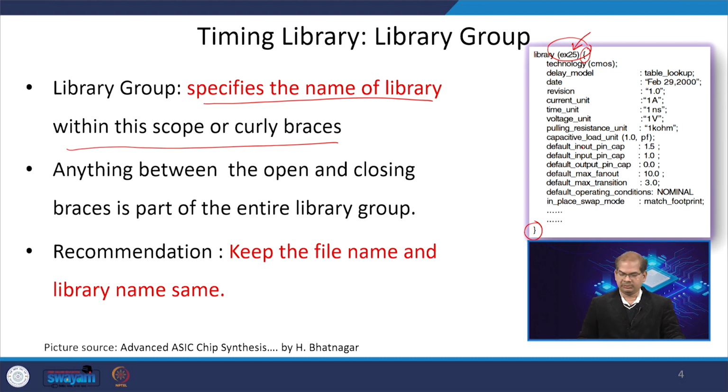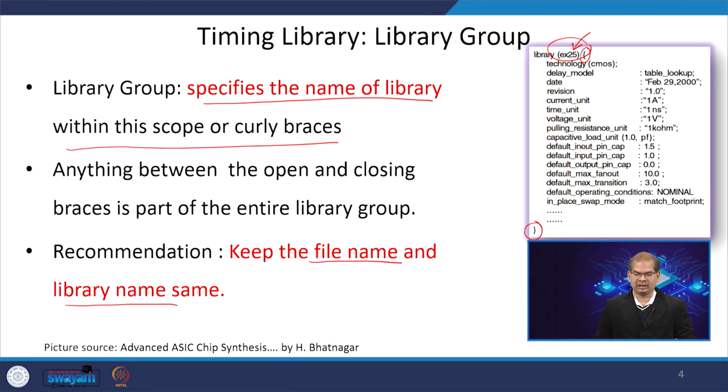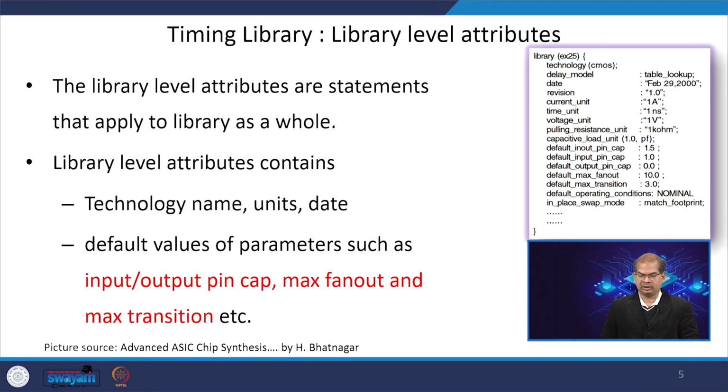The usual practice is to keep the name of the file the same as the library name. In this case, the file name should be ex25.lib. It has some parameters. First we have the library group, then the library level attributes. The library level attributes are statements that apply to the whole library. There are some statements inside this library group, and those are applicable for the whole library.